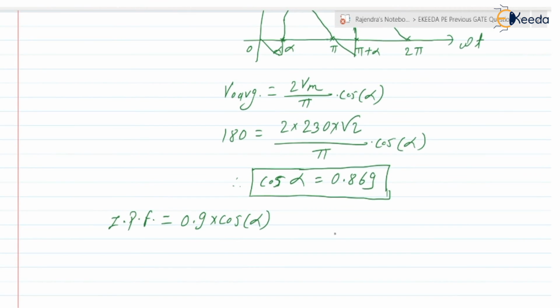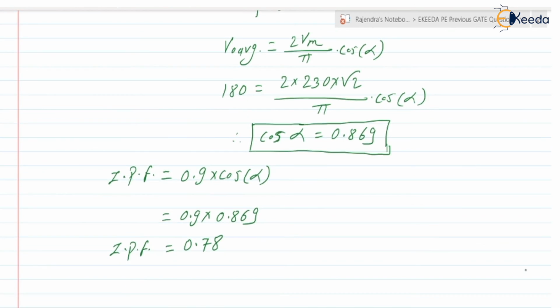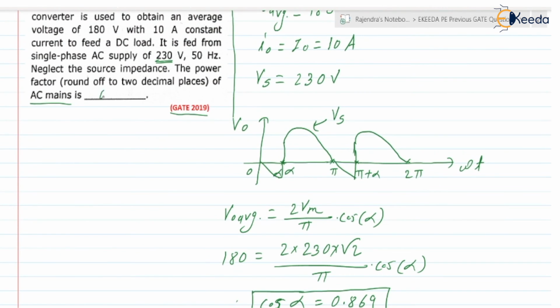So it is like the displacement factor into the distortion power factor. It is equal to 0.9 into cos alpha, which is 0.9 into 0.869, that is 0.78. So 0.78 is the input power factor, or the power factor of the supply mains, or the AC mains we can say. So the correct answer is 0.78.